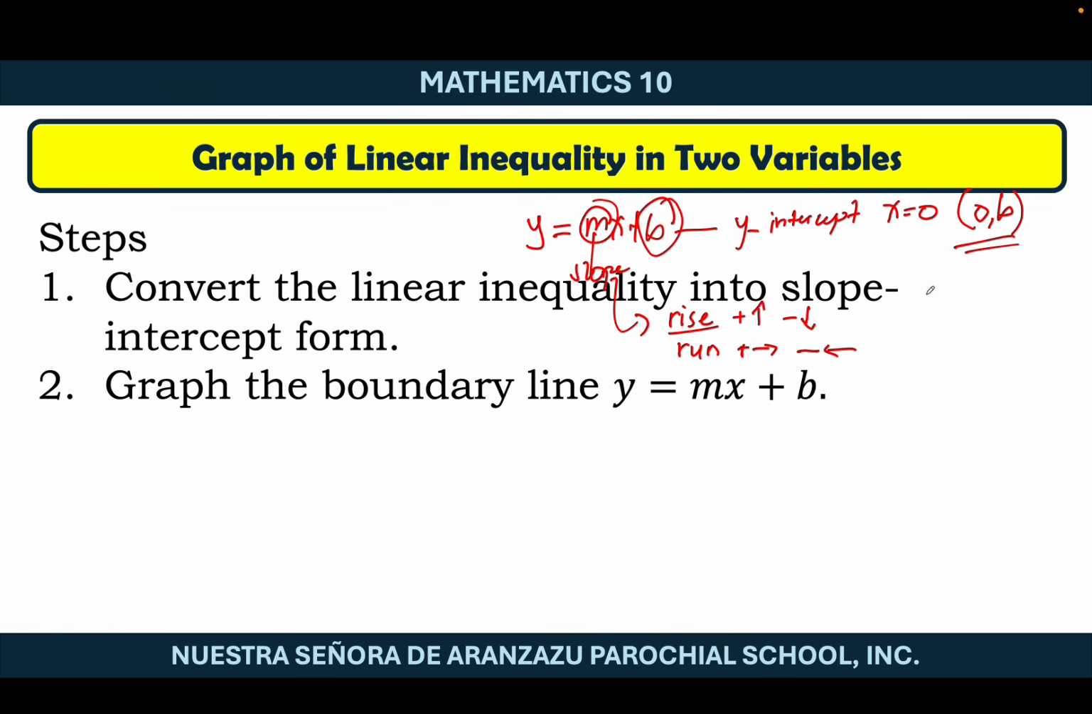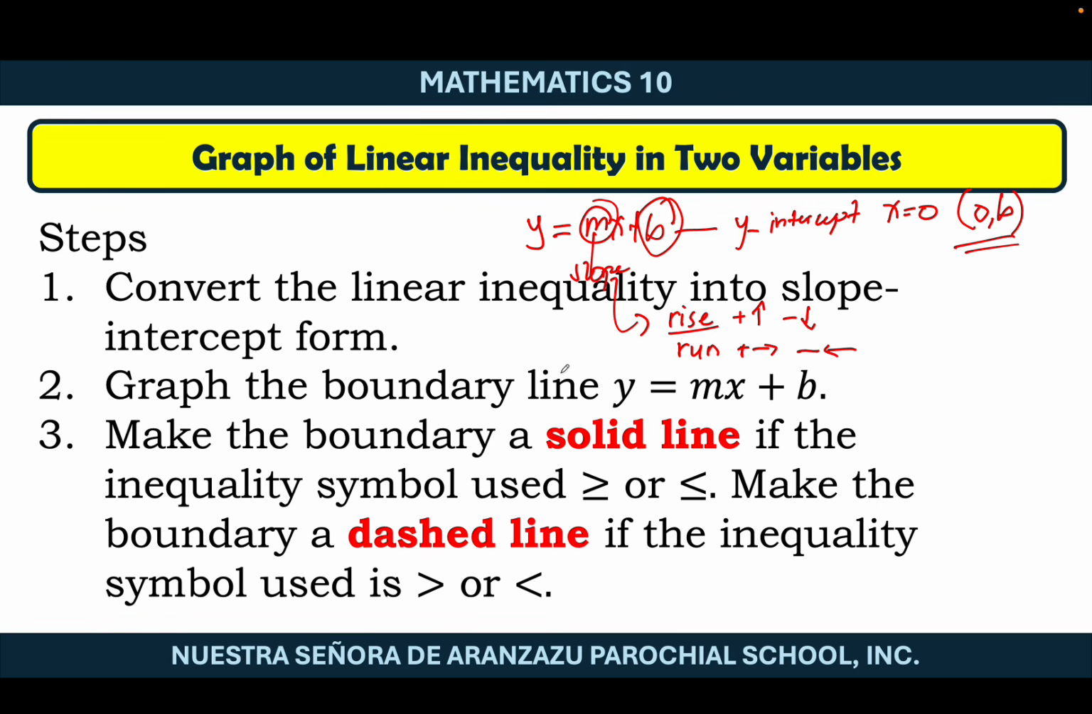Now, ang kailangan nyo lang naman kasi dito, yung y-intercept tsaka yung slope para ma-graph nyo yung linear inequality in two variables. Okay? Now, may condition tayo pagdating sa boundary line. You are going to make a solid line kapag ang symbol na ginamit is greater than or equal to and less than or equal to. Then, gagamit naman tayo ng dash line kapag ang symbol na ginamit is greater than or less than.